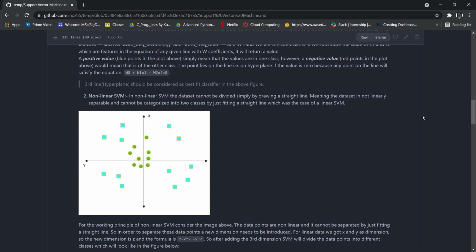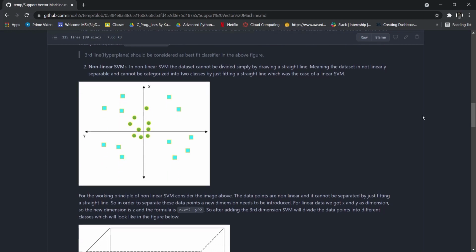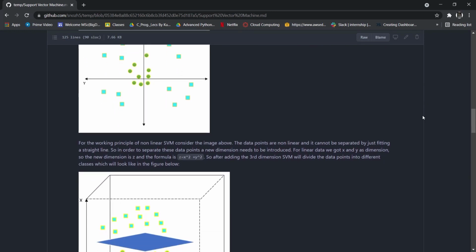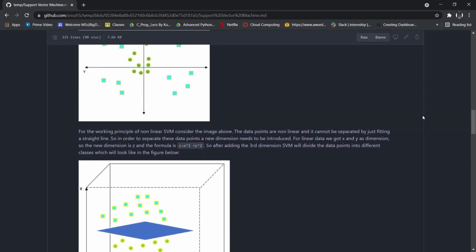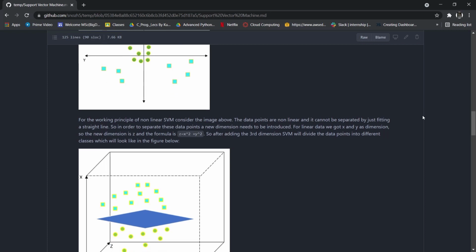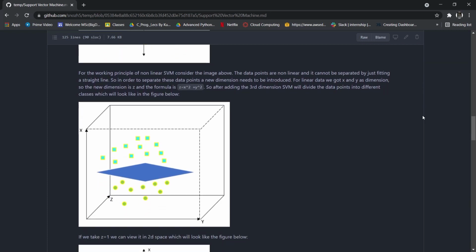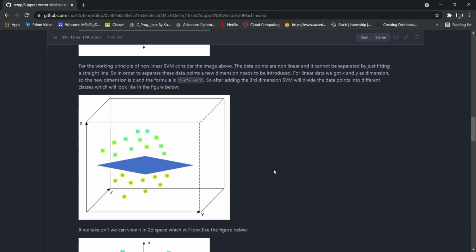So here we add a third dimension. Up till now we had x and y. We create a new dimension, the z dimension now. That helps us to segregate this type of data. As you can see here, we have a blue plane in the z dimension that segregates our two different classes of data.